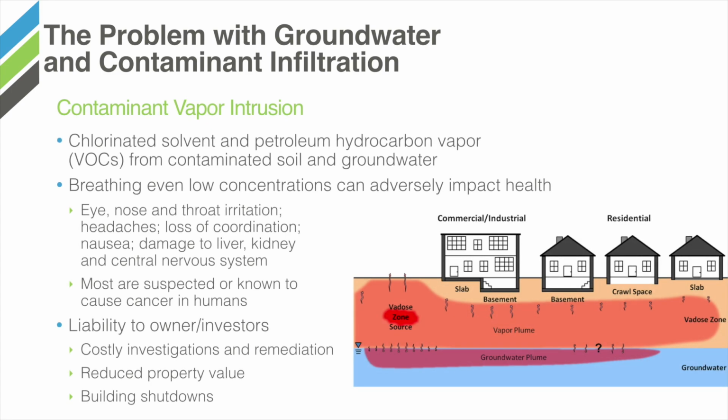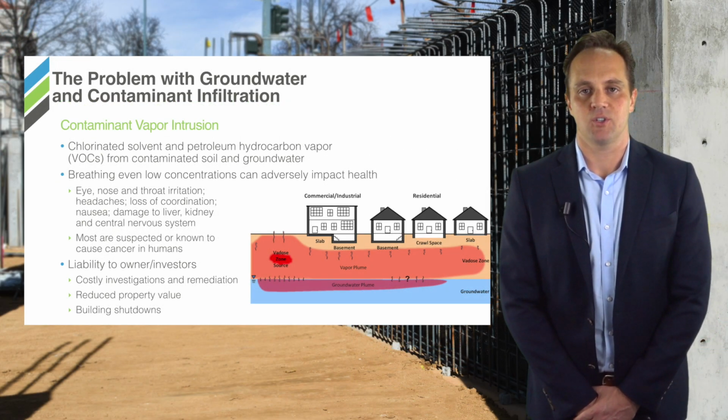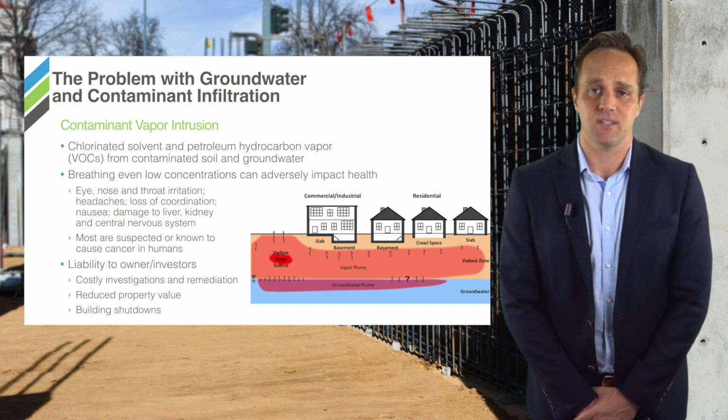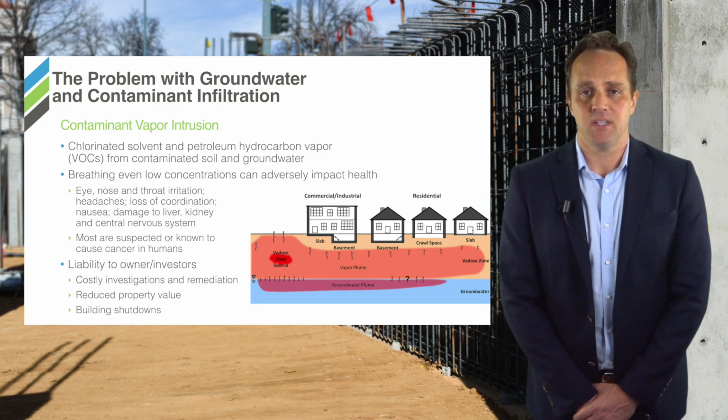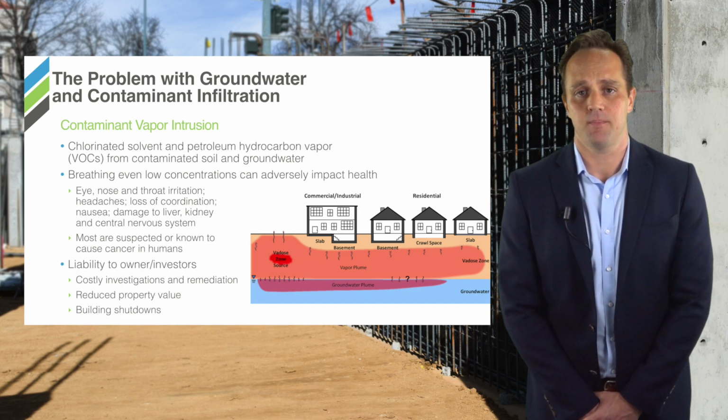Contaminant vapor intrusion is now becoming an issue because of the redevelopment of former industrial and manufacturing areas. These areas over time have been polluted with chlorinated solvents such as PCE and TCE, and also with petroleum hydrocarbons such as benzene. Benzene, PCE, and TCE are the driver for many of these sites, and during the redevelopment process, it's important that they're cleaned up.